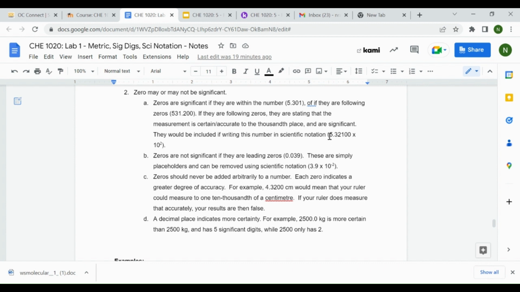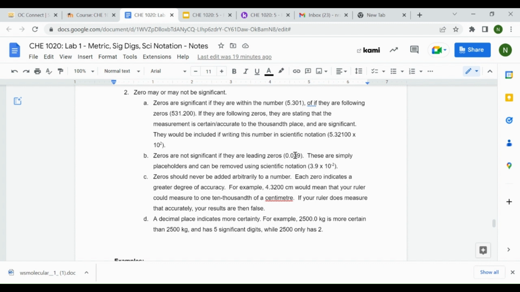Because they are significant, when we write this in scientific notation, we're going to include these zeros at the end because it tells us that we measured to these decimal places. We are certain that this is a 0 value here and this is a 0 value here. So that's why they're considered significant.